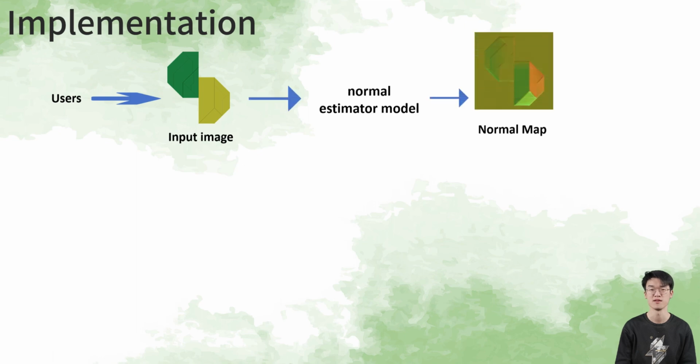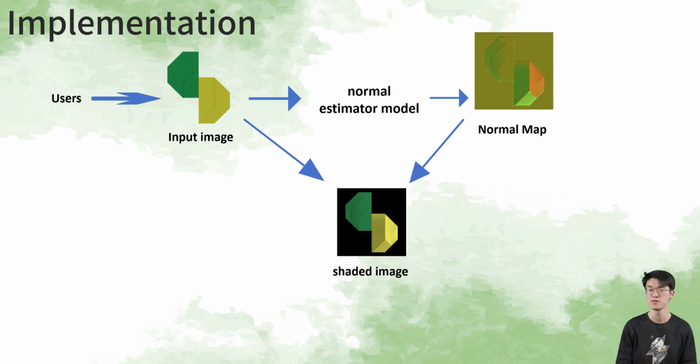To render a decent shaded image, we decided to use normal maps, which is a common technique for lighting information rendering. Our pipeline starts with a user input, which is then passed into a normal estimator model to initialize a normal map, and generate a shaded image based on these two inputs.